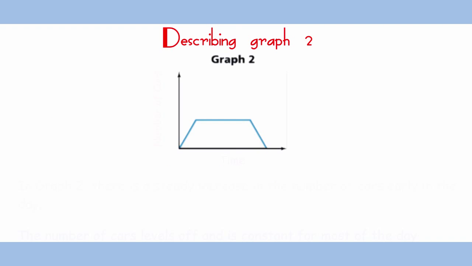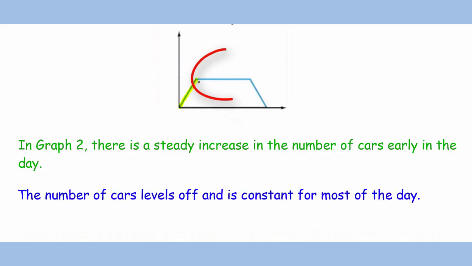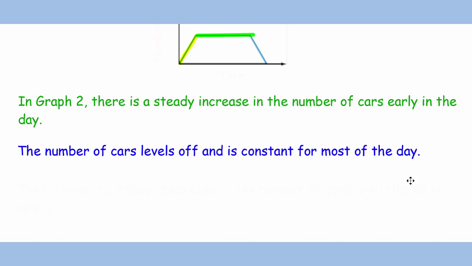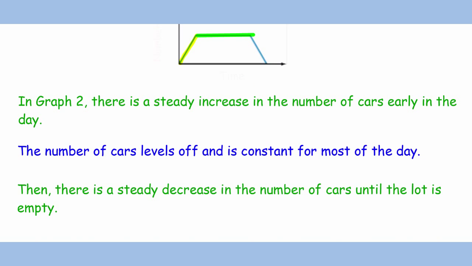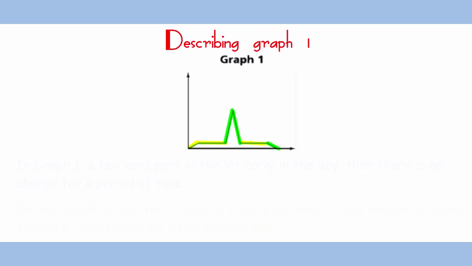Now Graph 2. There's a steady increase in the number of cars earlier in the day. Then the number of cars level off and stay constant for the most part of the day. Then there's a steady decrease in the number of cars until the parking lot is empty. So here's Graph 2.